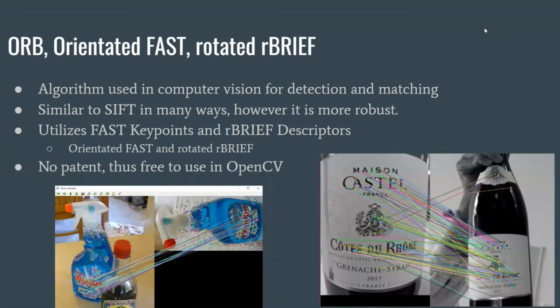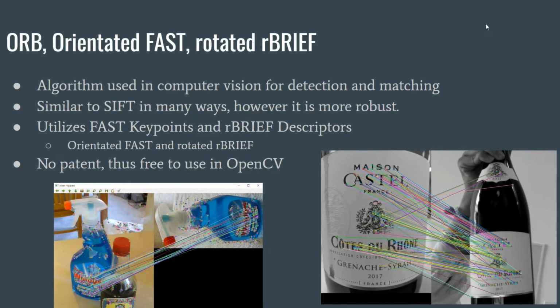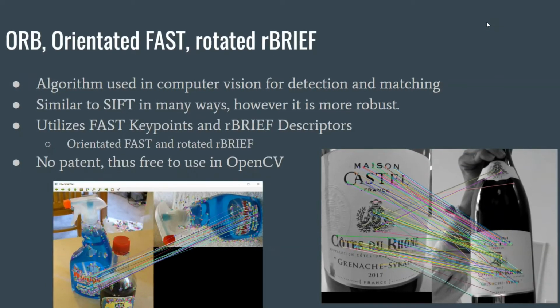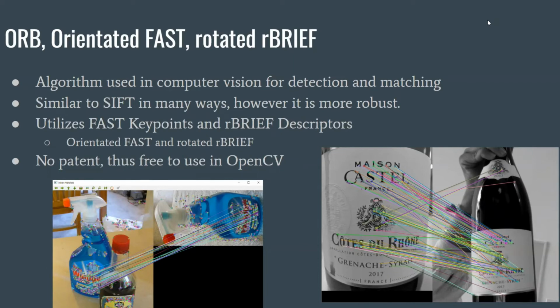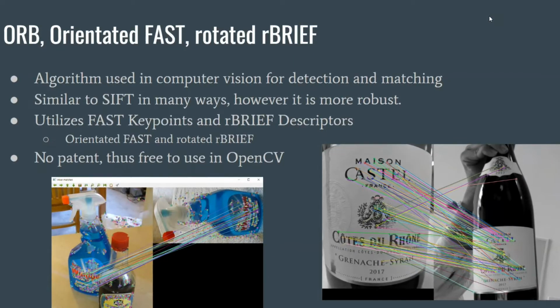The next algorithm our team looked at was ORB, which stands for Oriented FAST and Rotated BRIEF. It's similar to SIFT, however, it's more robust and computationally more efficient. It utilizes FAST key points and BRIEF descriptors for its matching and detection.